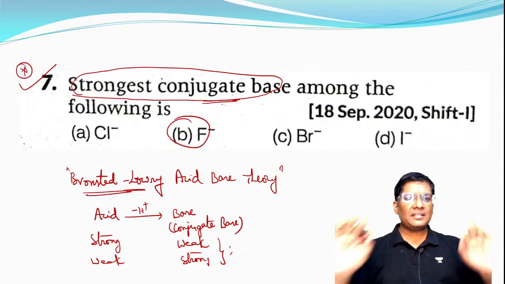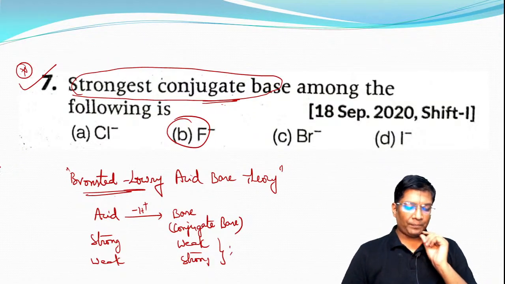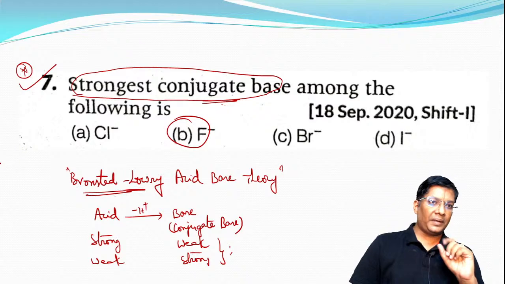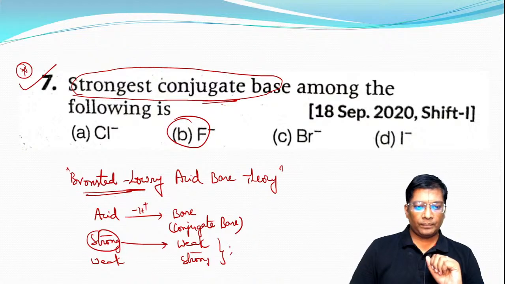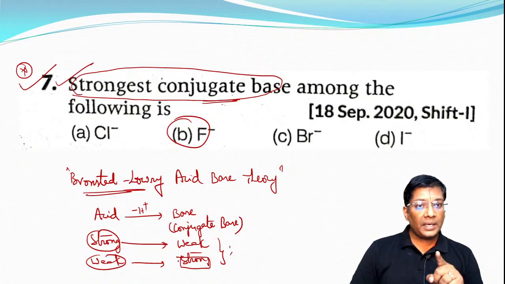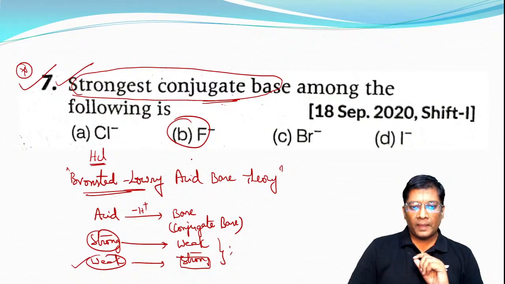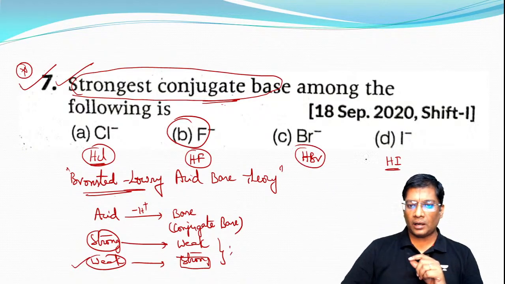Very good. B is the correct answer, no doubt about it. Why? I will explain that concept. Normally, strong acids will give weak conjugate bases, and weak acids will give strong conjugate bases. But in this question, they have asked about the strongest conjugate base. If the conjugate base is strong, then the acid should be very weak. So Cl minus will give HCl, F minus will give HF, Br minus will give HBr, and I minus will give HI. Am I right or not? So HCl, HF, HBr and HI.